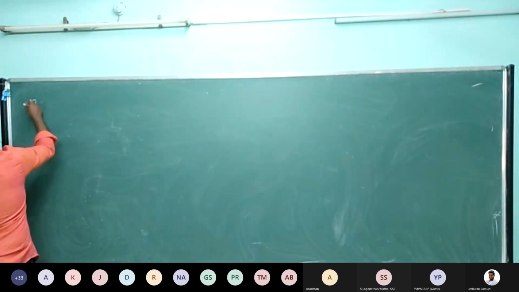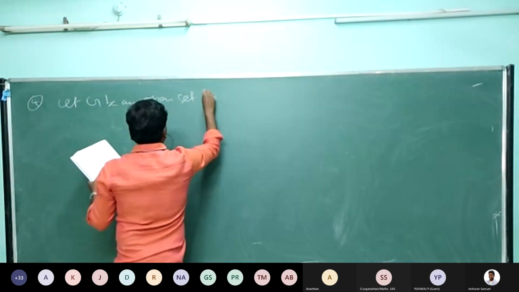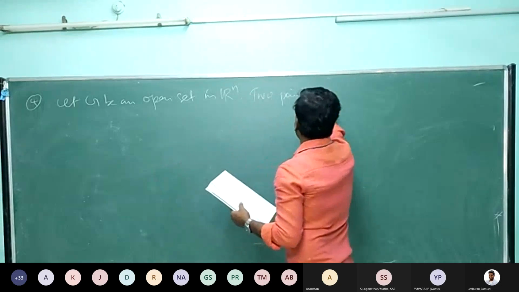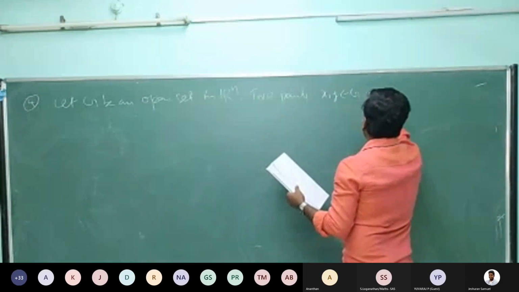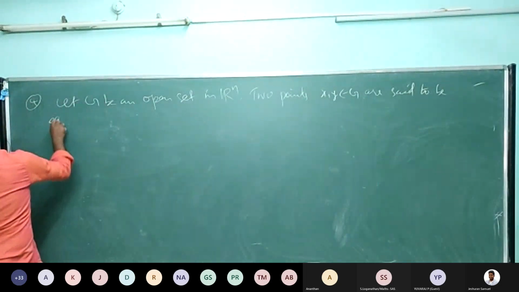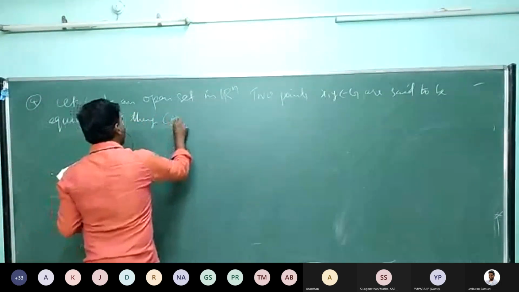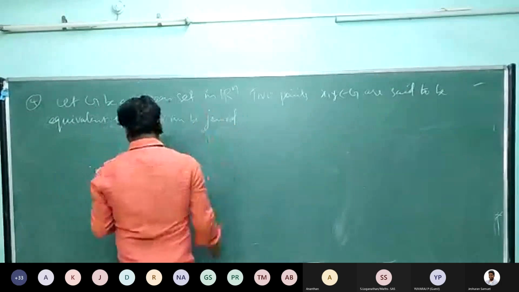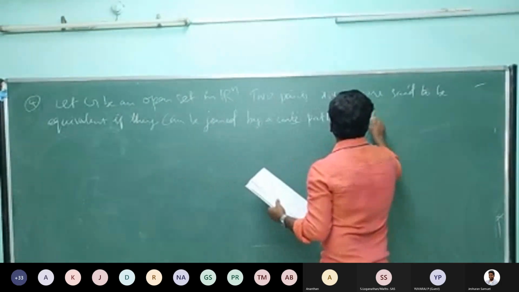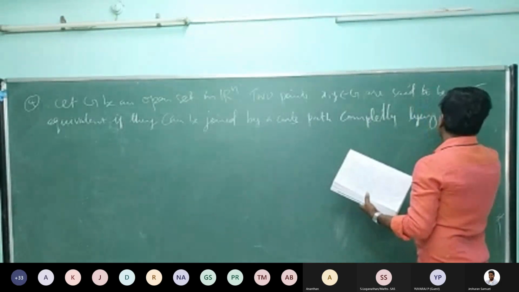Another one, baby level question, third question or fourth question, I don't know. Let G be an open set in Rn. Two points x, y in G are said to be equivalent if they can be joined by a continuous path completely lying inside.